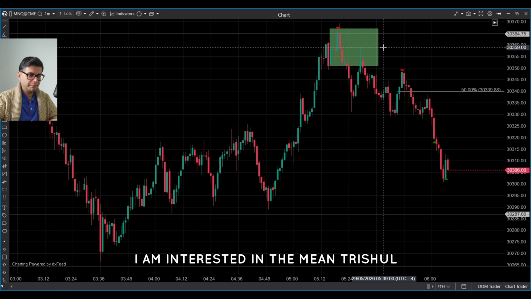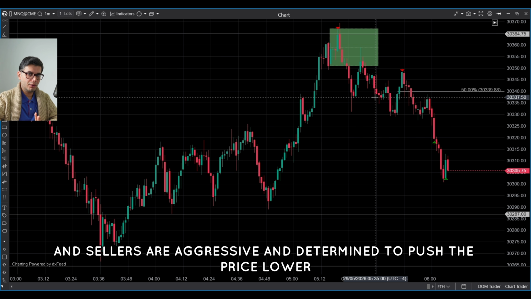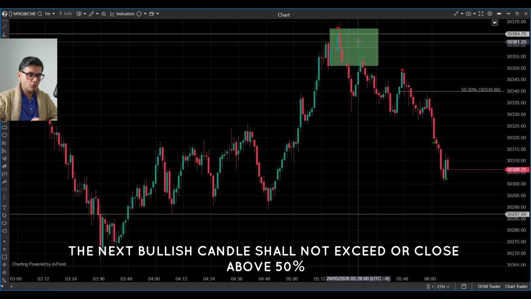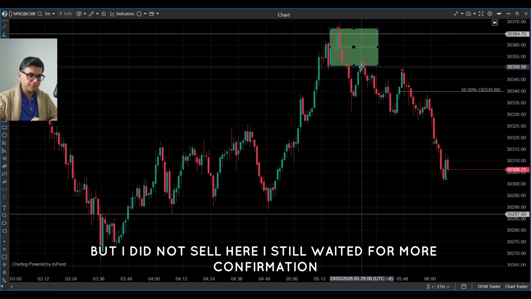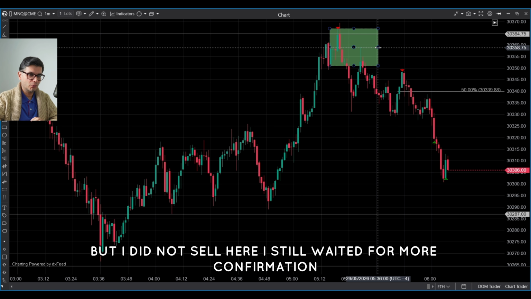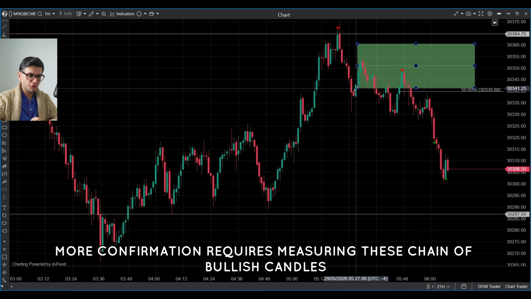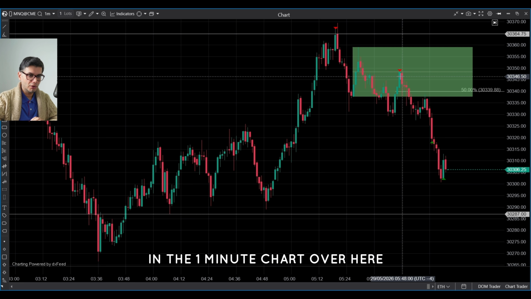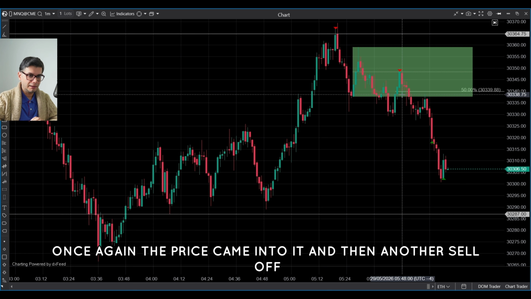I am interested in the mean threshold. If the sell-off wants to continue and sellers are aggressive and determined to push the price lower, the next bullish candle shall not exceed or close above 50% of this range, which it did not. But I did not sell here. I still waited for more confirmation. More confirmation requires measuring this chain of bullish candles in the 1-minute chart. Over here, once again, the price came into it and then another sell-off.